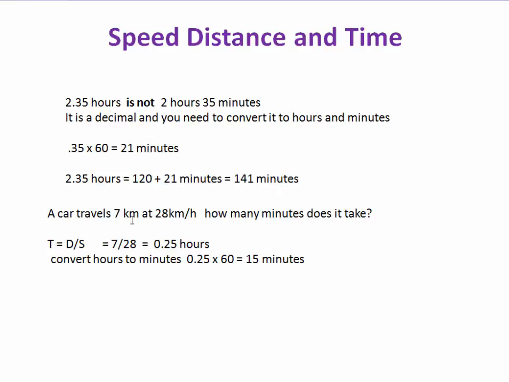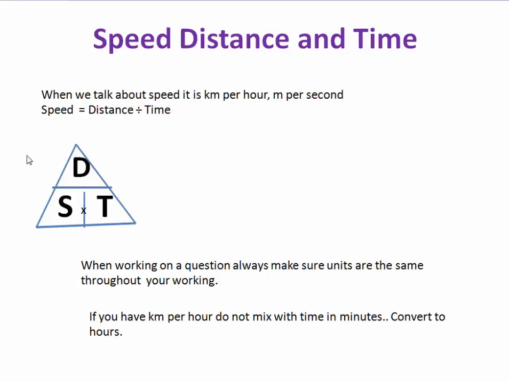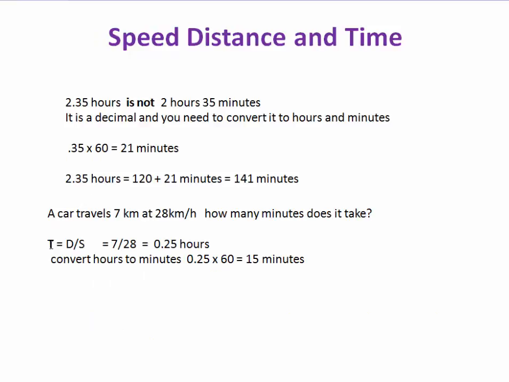A car travels 7 kilometers at 28 kilometers per hour. How many minutes does it take? So from our formula triangle here, we get that time equals distance divided by speed. We know the distance is 7 kilometers, and we know the speed is 28 kilometers per hour. So 7 divided by 28 is 0.25 hours. So 0.25 is a decimal, and we want to convert that into minutes. So 0.25 times 60 is 15 minutes.